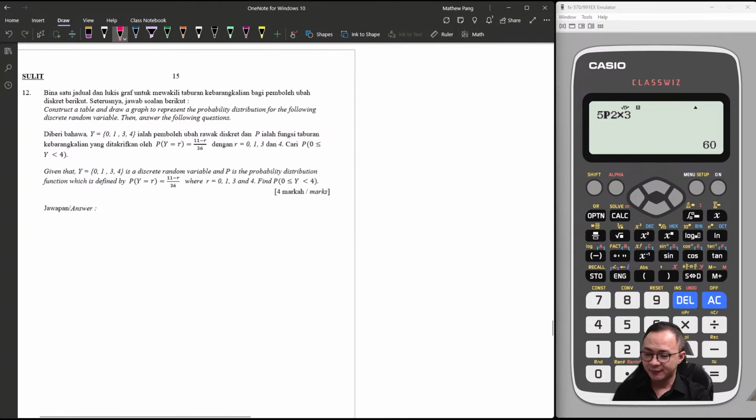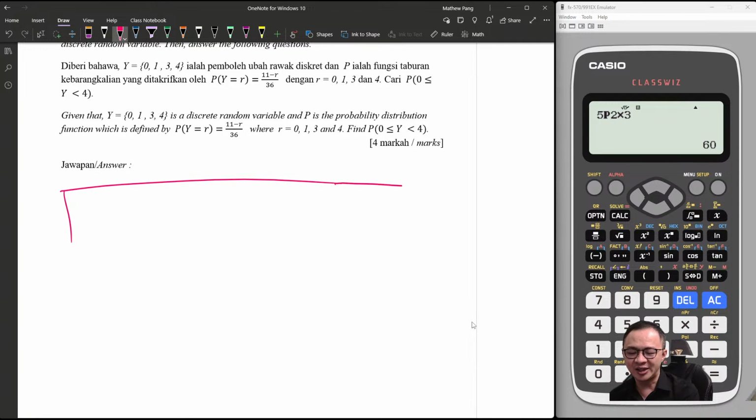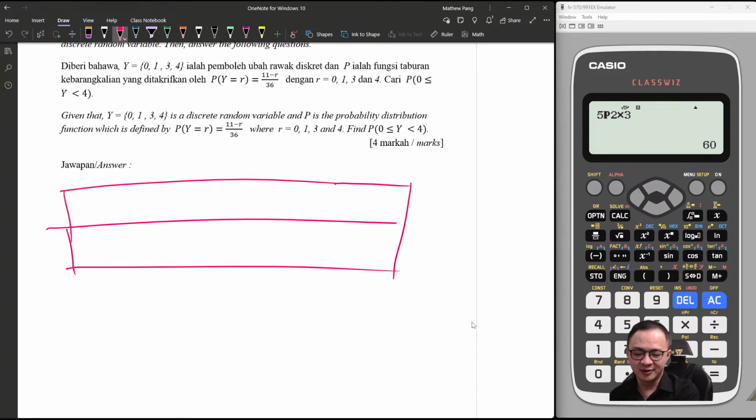Question 12. Construct a table and draw a graph to represent the probability distribution for the following discrete random variable, then answer the following question. Given that y is 0, 1, 3, and 4 is a discrete random variable, and P is a probability distribution function. They come out with something quite interesting, because SPM normally won't ask like this, but when I teach others, we have something like this.